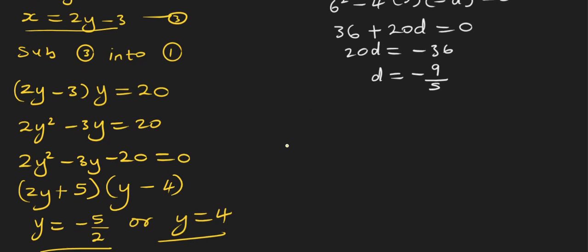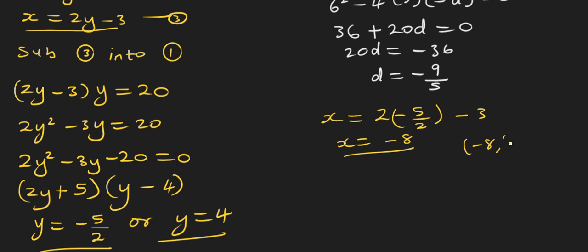So looking at our third equation that we chose, the x is going to be equal to 2y minus 3. So instead of y, let me substitute a negative 5 halves and then minus 3 from the equation. And then my x is going to be equal to negative 8. Meaning that if my x is negative 8, then my corresponding y value is negative 5 halves.